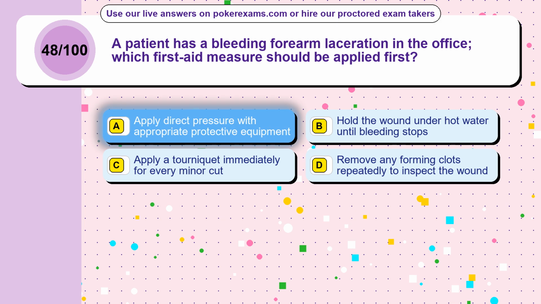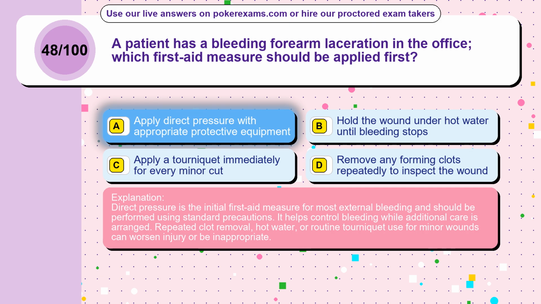The correct answer is option A. Apply direct pressure with appropriate protective equipment. Direct pressure is the initial first aid measure for most external bleeding and should be performed using standard precautions. It helps control bleeding while additional care is arranged. Repeated clot removal, hot water, or routine tourniquet use for minor wounds can worsen injury or be inappropriate.